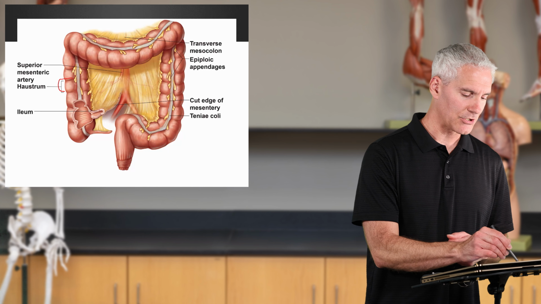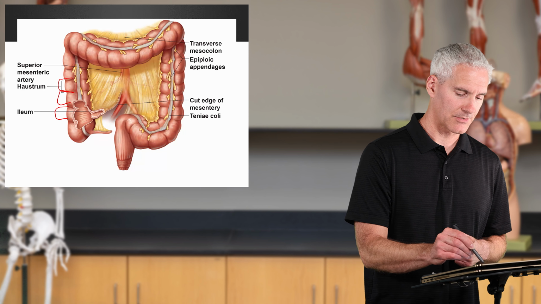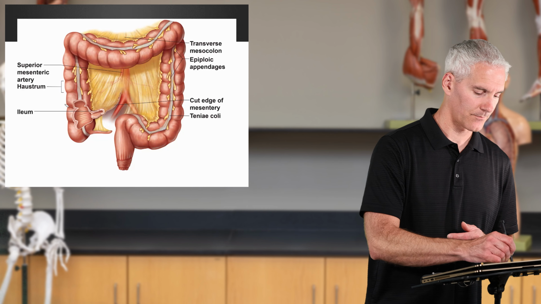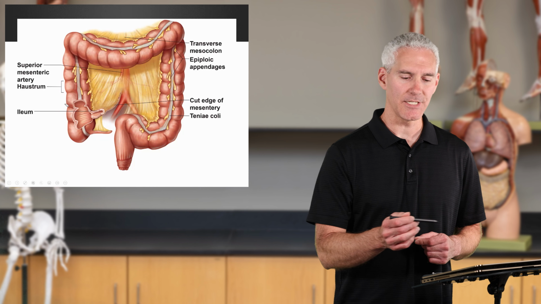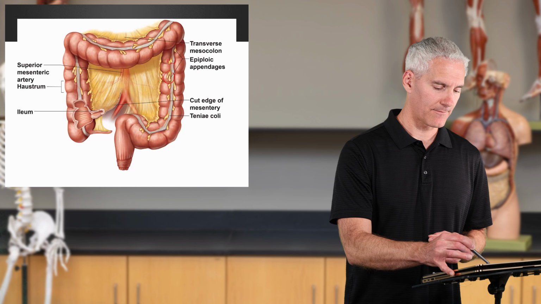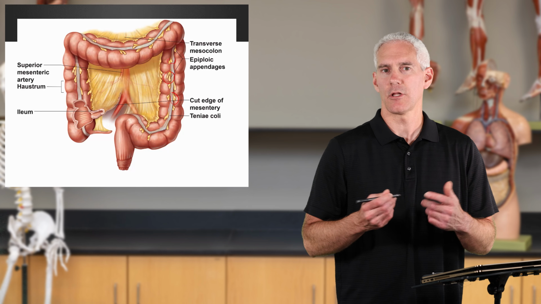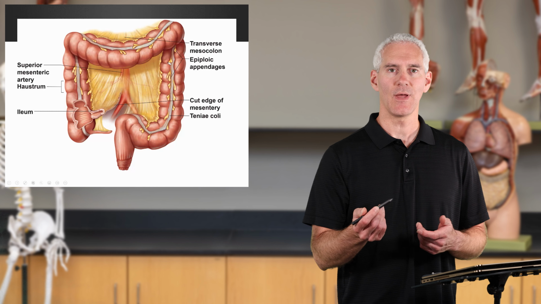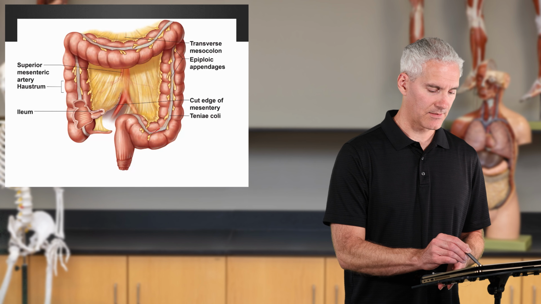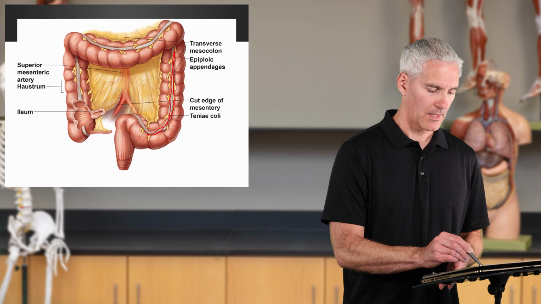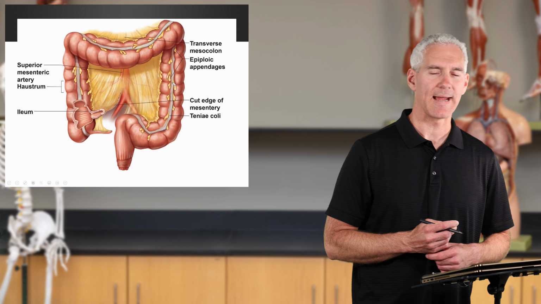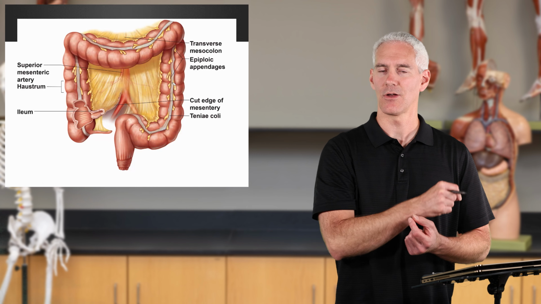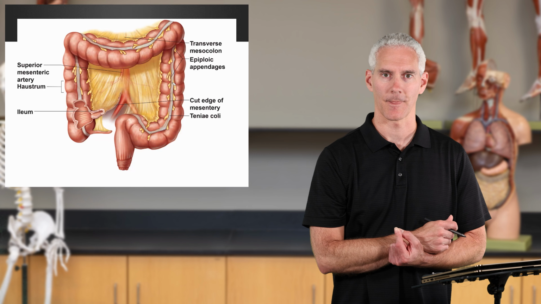Haustra. Each segment is a haustra. So each one of these segments is referred to as haustra. You have the epiploic appendages. Those are these things that look like little droplets. Those are little bits of lipids that are attached on there. And then you have the teniae coli. That's this line I'm tracing. That line is three parallel bands of smooth muscle that are running the entire length of the large intestines.